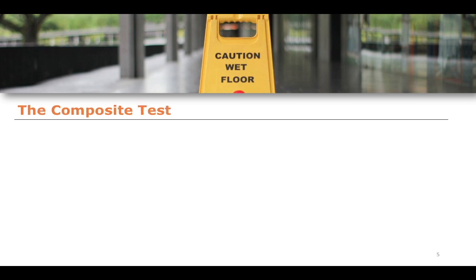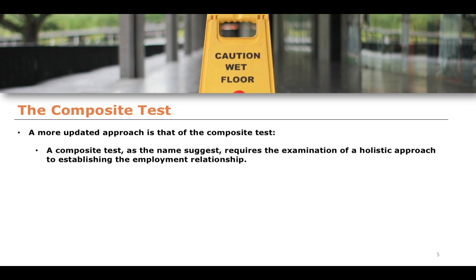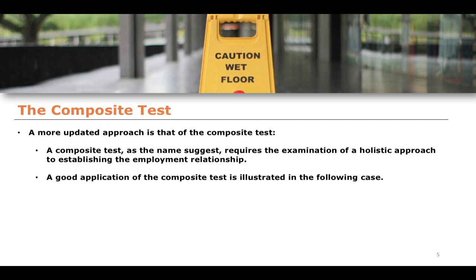Continuing on then, there is this second test that we can think about. This is something known as the composite test. It's a more updated approach, and essentially what the composite test tells us, as the name suggests, requires something of a holistic approach, essentially examining the employment relationship by not necessarily referencing an employment contract or a certain amount of control, but by examining the facts of that particular case and examining lots of different ways in which it is approached. So a good application of the composite test is illustrated in the following case.